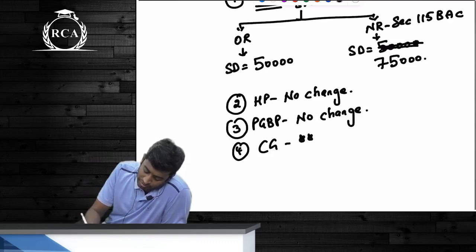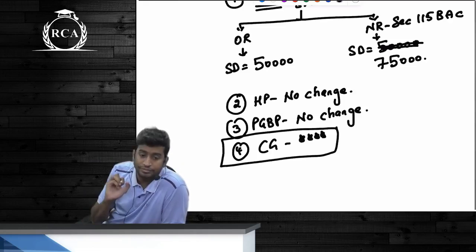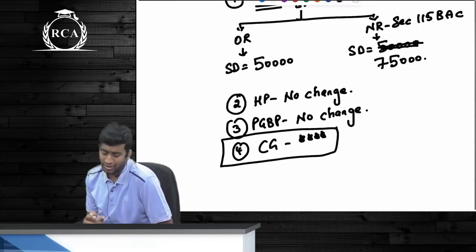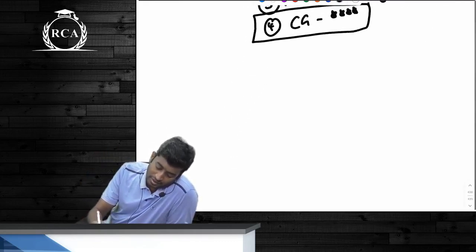Next head of income. This is the most important, and from this only he will ask questions. We will take this after half an hour. The major amendments came only in this chapter. Highly confusing, but we'll try to solve whatever we can. Fifth head of income.